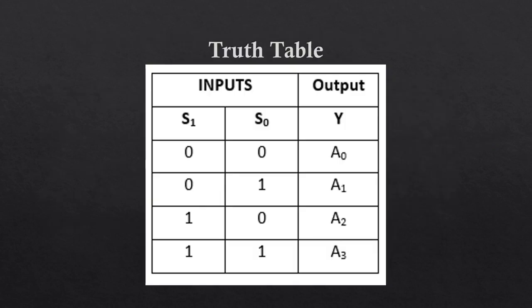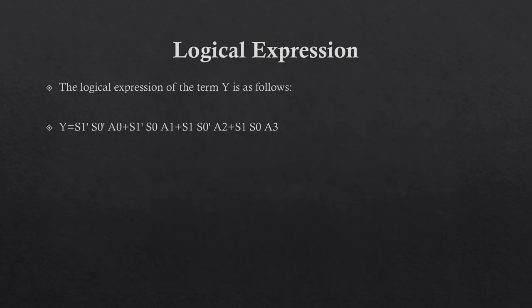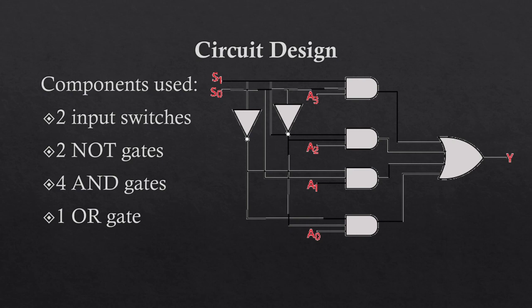So this is the truth table for the inputs and outputs, and this is the logical expression based on the truth table. Let's just go on to the truth table once we go to the simulation part. So here is the circuit design for the multiplexer. The components used here are 2 input switches, basically the selection lines, 2 NOT gates, 4 AND gates and 1 OR gate. So let's move on to the simulation part.